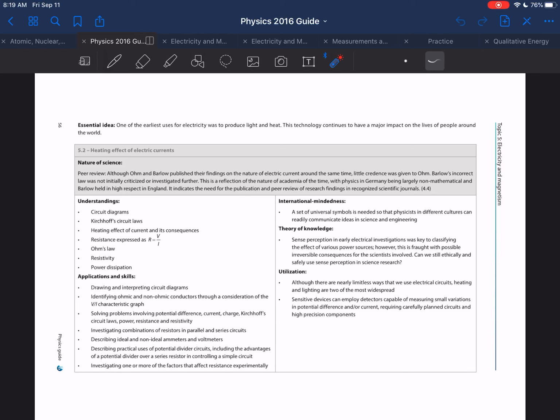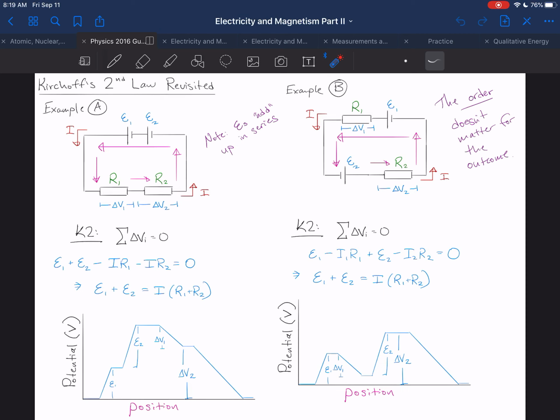Hello everyone! In this video we will continue examining topic 5.2, the heating effect of electric currents, and in particular Kirchhoff's circuit laws, and a return to Kirchhoff's second law. Okay, so now we're going to apply Kirchhoff's second law to a bunch of different circuits, all right?